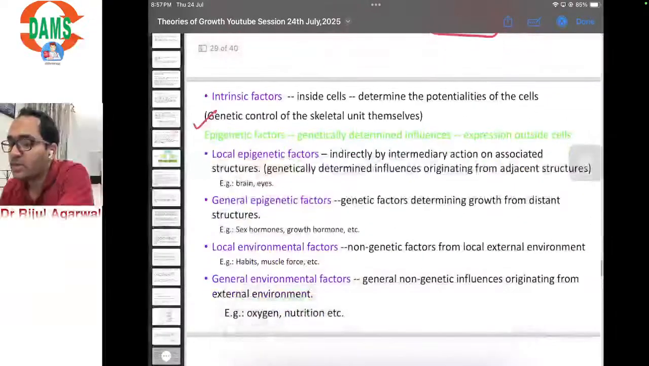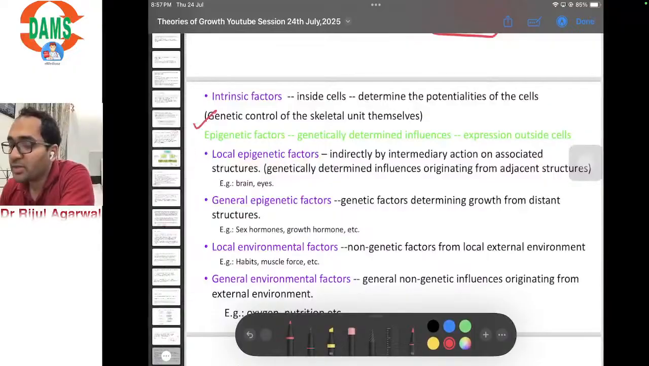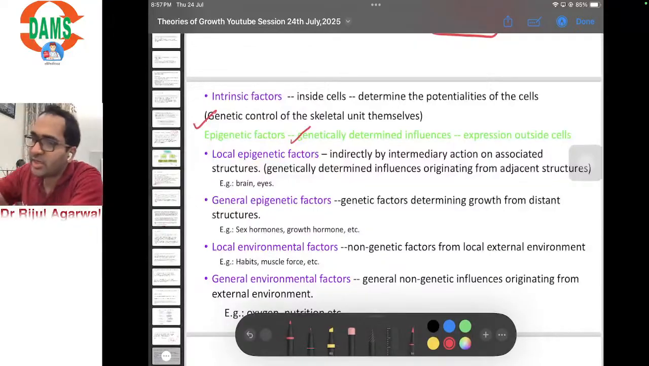So a similar thing is occurring. Local epigenetic factors are genetically determined influences which are expressed outside the cell. So these proteins which are expressed by the cell nucleus act outside the cell and bring about their influences. So there are local epigenetic and there are general epigenetic factors. What are the local? Local means in the immediate surrounding, which act indirectly by intermediary action on the associated structures. Example, the brain and the eyes. And general epigenetic factors are the hormones which act on a distant structure.